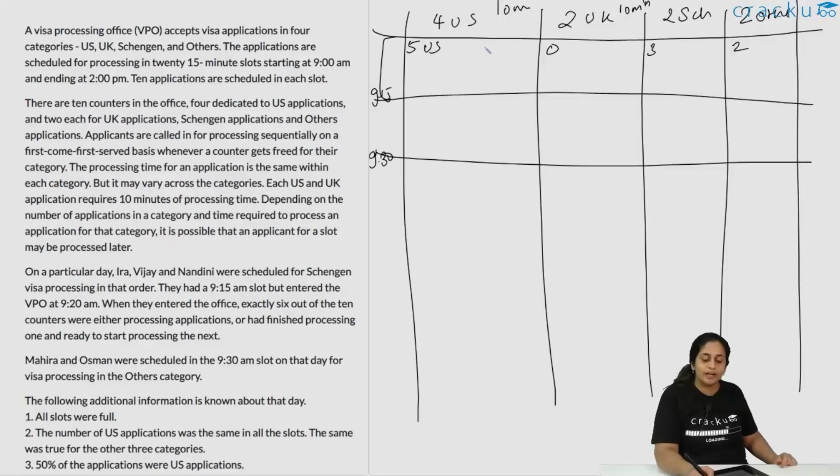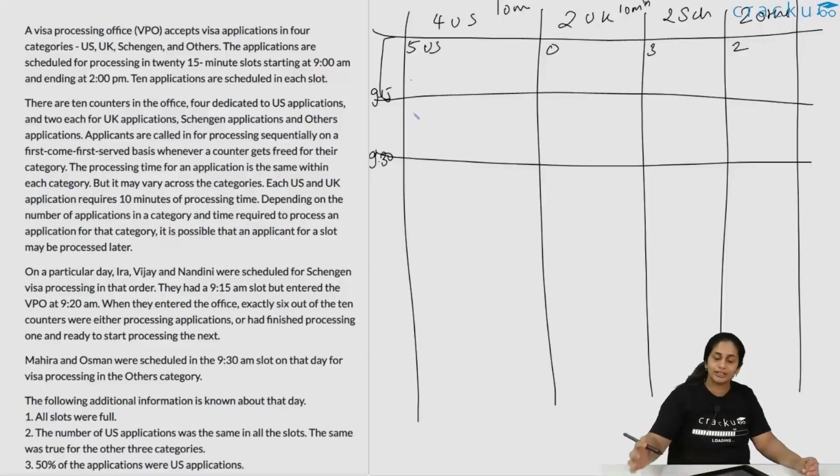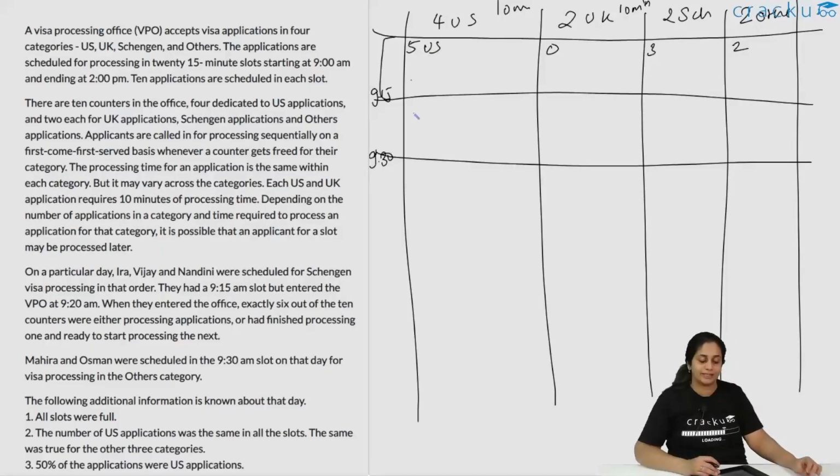Since there are 4 US counters, the first guy will work for 10 minutes, the other guy will work for 10 minutes, the third guy will work for 10 minutes, the fourth guy will work for 10 minutes, and this fifth guy will have to wait for the first counter to finish, and after that he is going to start. So how will that be? I'll actually draw it out. But that is the basic idea as such. This is how the guys are distributed.